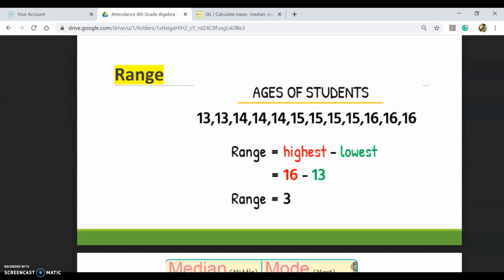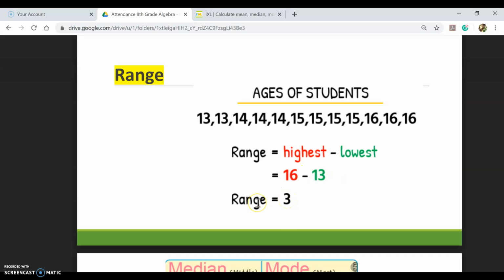And finally, you have the range. The range is the difference. By difference, I mean you will subtract the lowest number from the highest number. So you have a sequence of numbers, you find the highest value, in this case it's 16, so that's why you see 16 here. And then minus the lowest number, which is 13. I find the difference, 16 minus 13, and that would be the range.